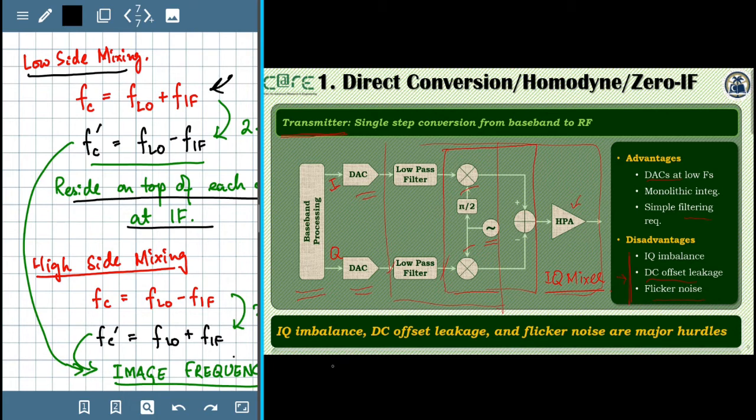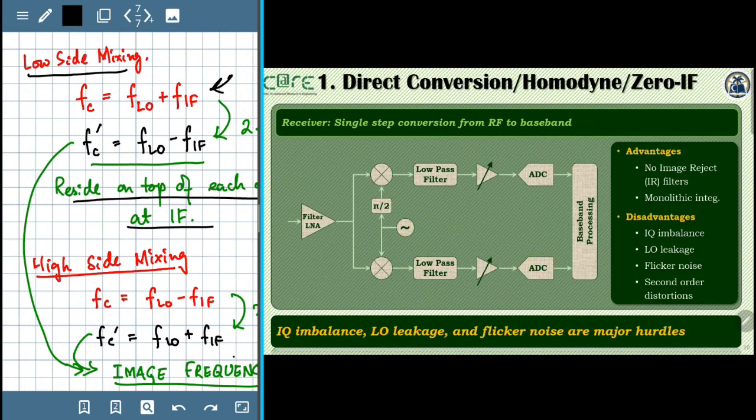So despite being conceptually simple, the IQ imbalance issue, the DC offset leakage and flicker noise are the major hurdles for this architecture. Correspondingly, the receiver side, where we basically achieve a single step conversion from RF to the baseband, is the counterpart of the diagram that you saw on the previous slide.